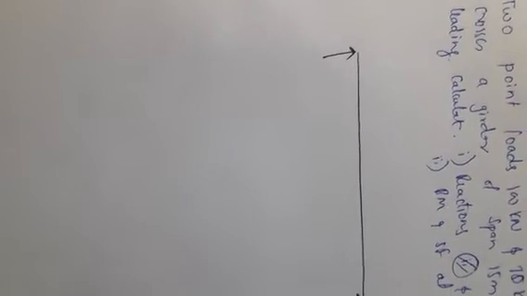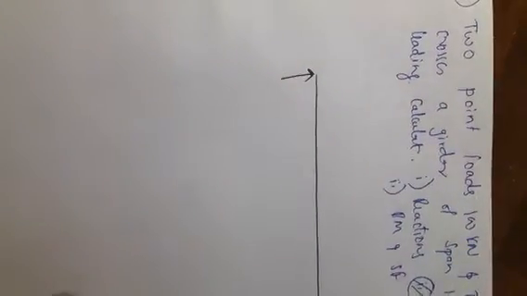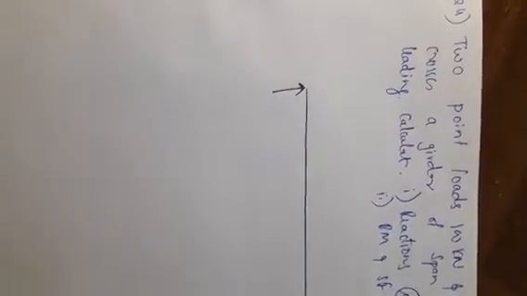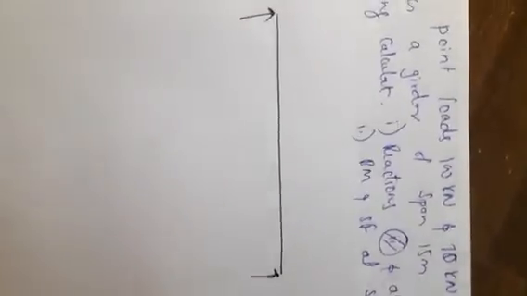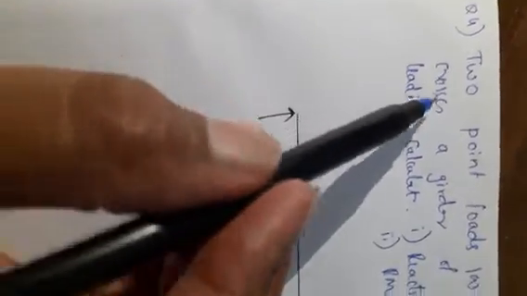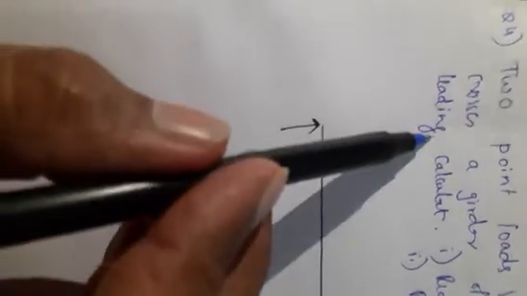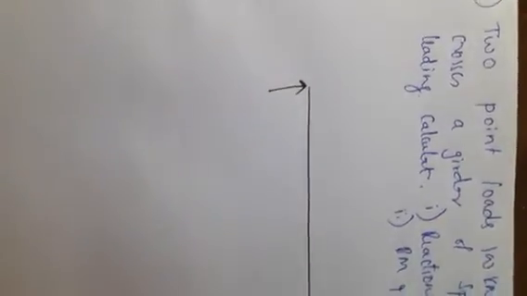Hello friends. So today we'll be starting with another example on 2-point problem for influence line diagram. 2-point loads 100 kilonewton and 70 kilonewtons with spacing of 2 meters, meaning 2 meters is the distance between them, cross a girder of span 15 meters from left to right with 70 kilonewton leading. It means 70 kilonewton is at the front, 100 kilonewton is at the back.